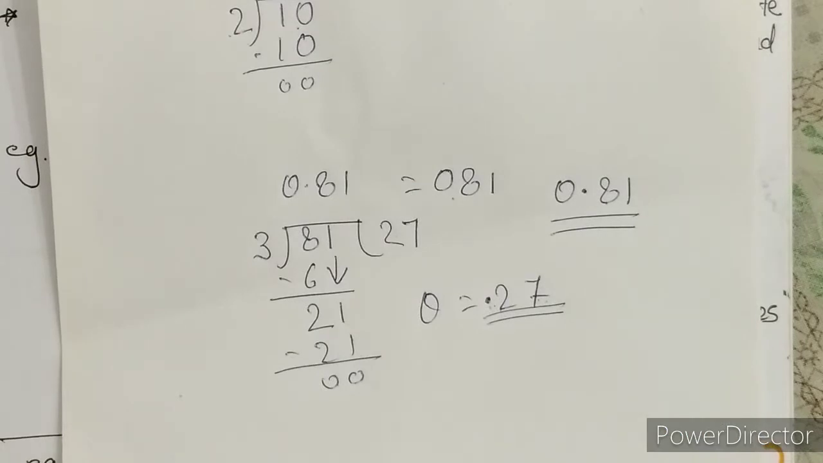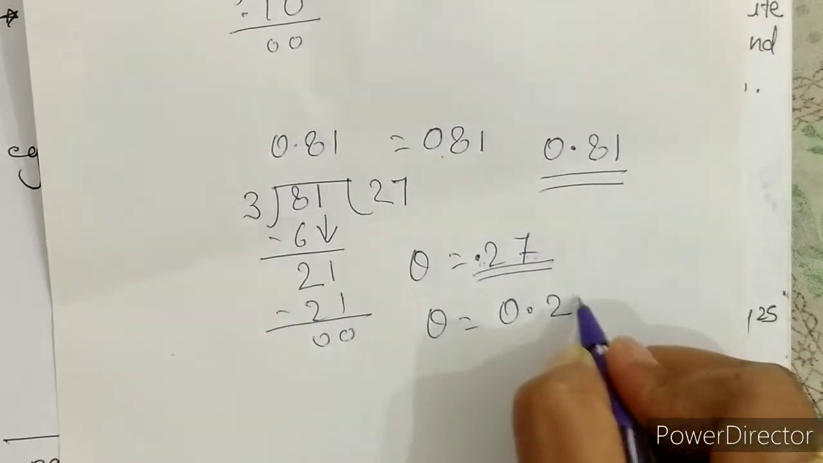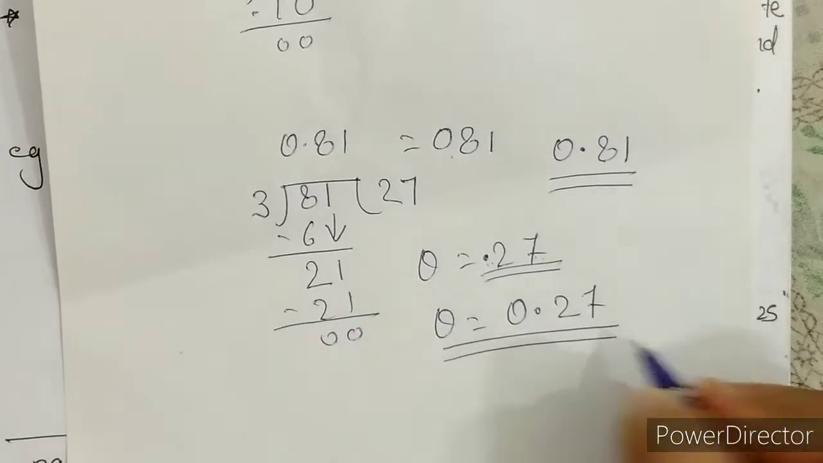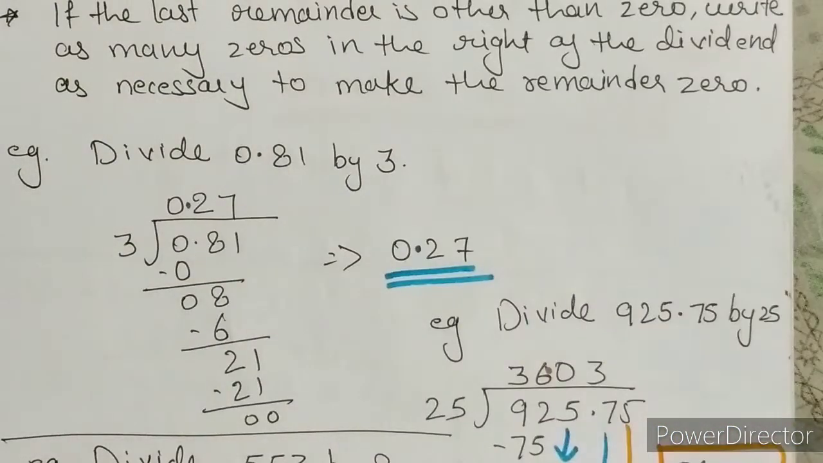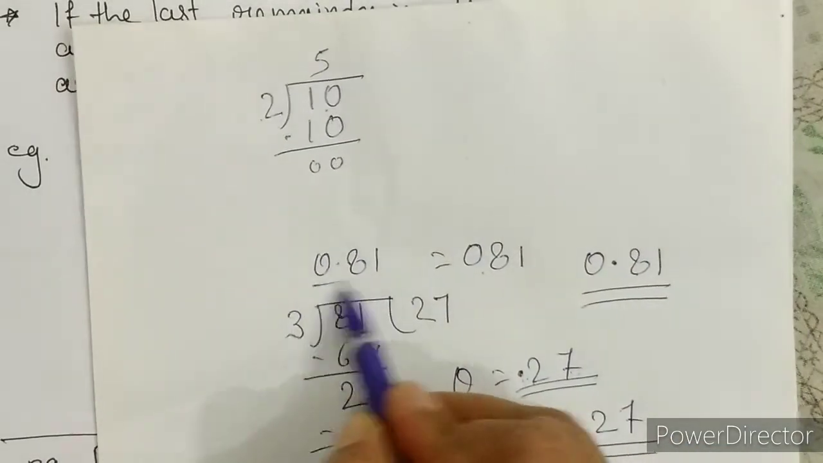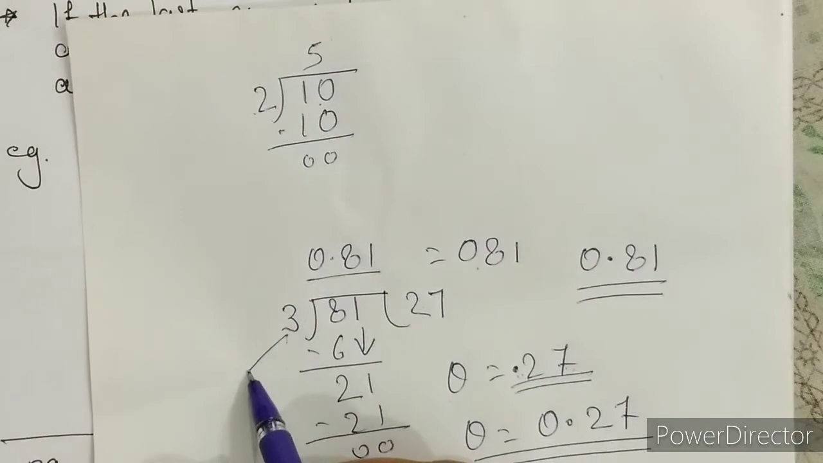And if you feel any problem that after the point there is no number, then put 0. That's not a problem. So your quotient will be 0.27. In this case your dividend is a decimal number and your divisor is a whole number.